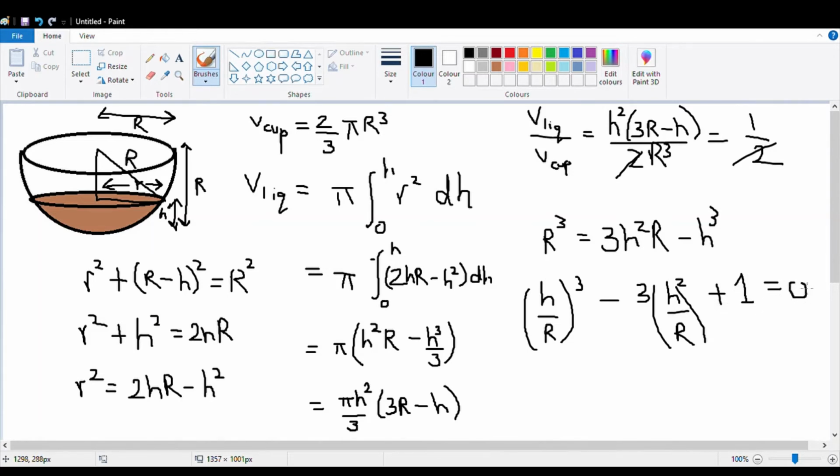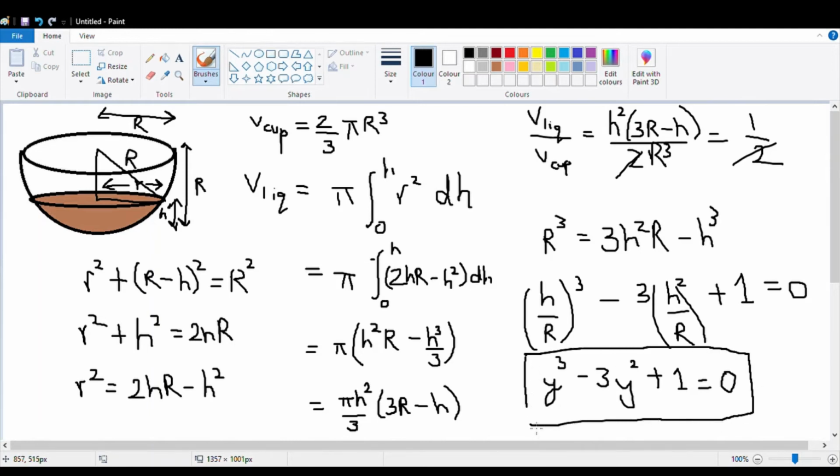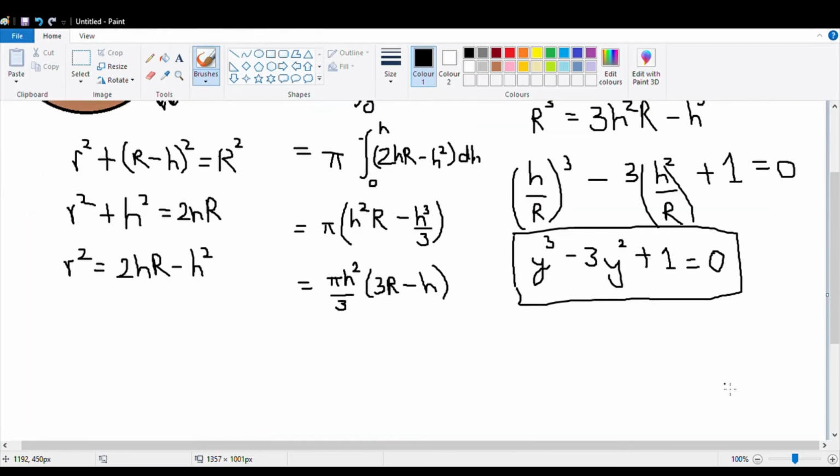And let's assume h by R is some ratio y. So it's y cubed minus 3y squared plus 1 equals 0. So this seems to be a cubic equation that I need to solve. So let me just think about how to solve this and I'll be back.